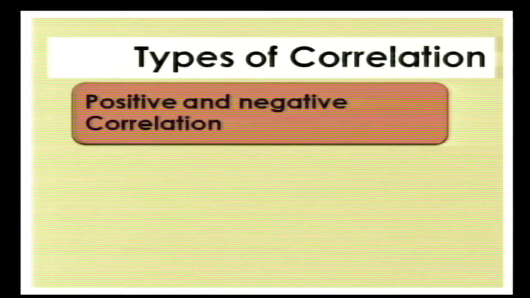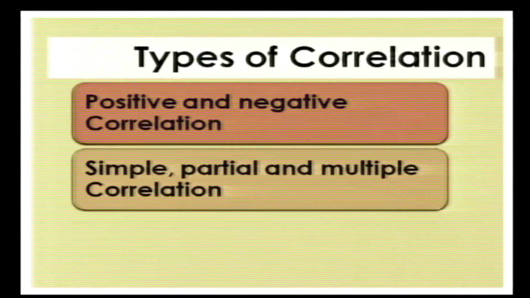Let us move further and discuss what are various types of correlation. Correlation is basically categorized into three groups. The first type of classification is the direction of correlation, meaning either it is in a positive direction or in a negative direction. So correlation may be either positive or negative.